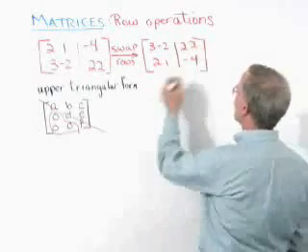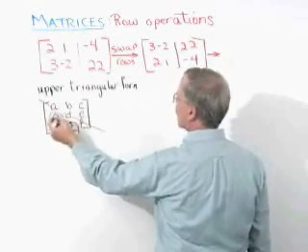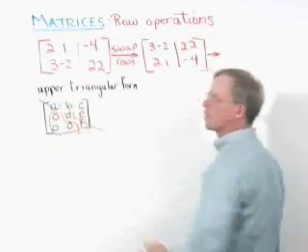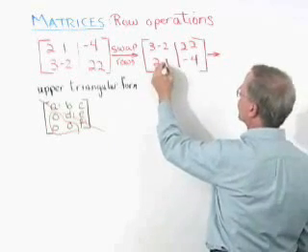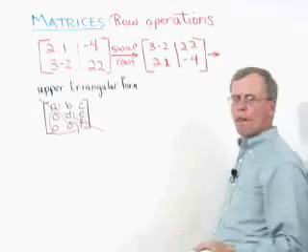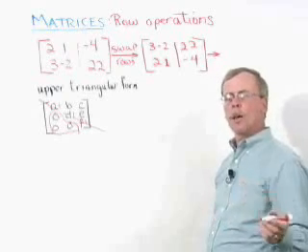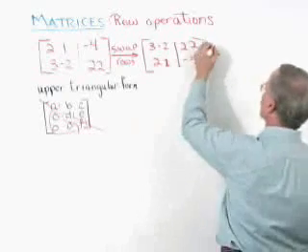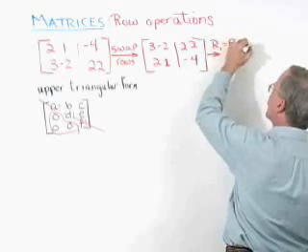Well, what else could we do? We could take, and remember, we're trying to get zeros down here, and if we can, ones along the diagonal. And we have 1 here. That's kind of nice. What else could we do? We could replace row 1 with row 1 minus row 2. So we could say row 1 equals row 1 minus row 2.